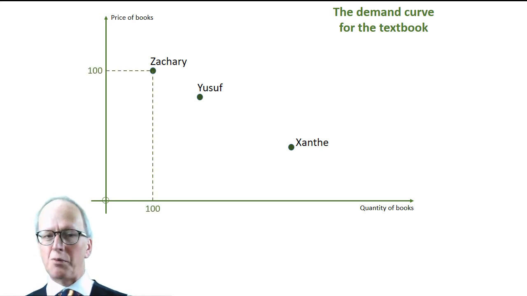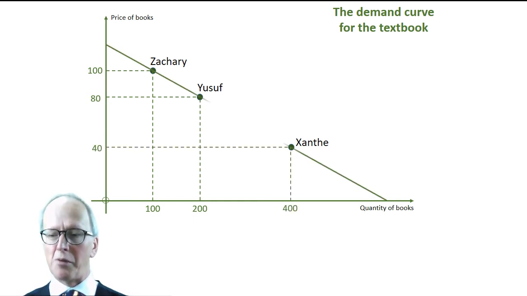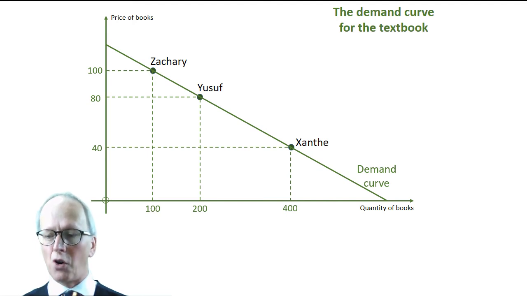Now, much as it would be nice if I only had 3 students in my classes, we expect Xanthi, Yusuf, and Zachary to be part of a much larger class. The downward sloping line then shows how much each student is willing to pay for the book, ordering from the student who's willing to pay the largest amount of money to the student who's willing to pay the smallest amount. The line that we draw in, passing through the points representing Zachary, Yusuf and Xanthi, is another demand curve. It shows the willingness to pay for each book falling as more books are purchased.